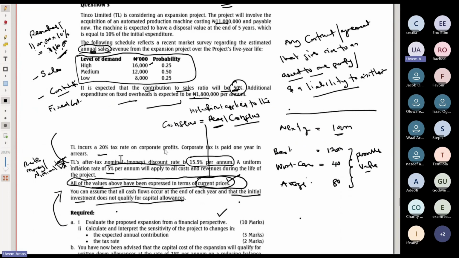So where do we have inflation? The question tells us right here, a uniform inflation rate of 5% per annum will apply to all costs and revenue during the life of the project. That was the entire life of the project. So a 5% inflation rate would apply.